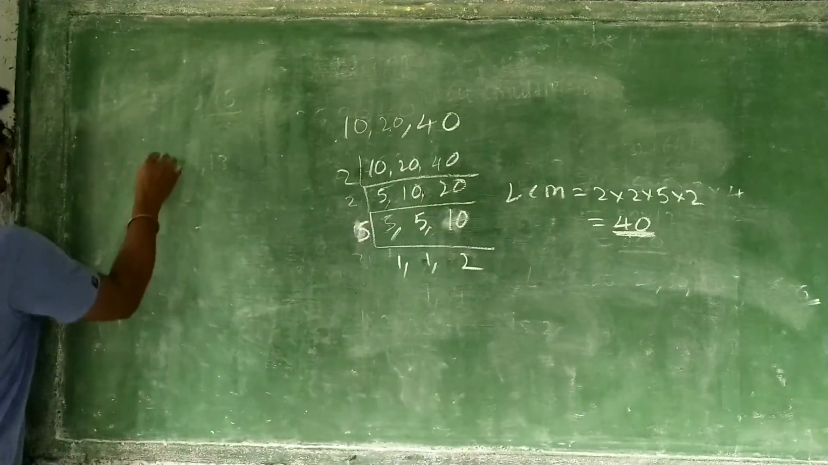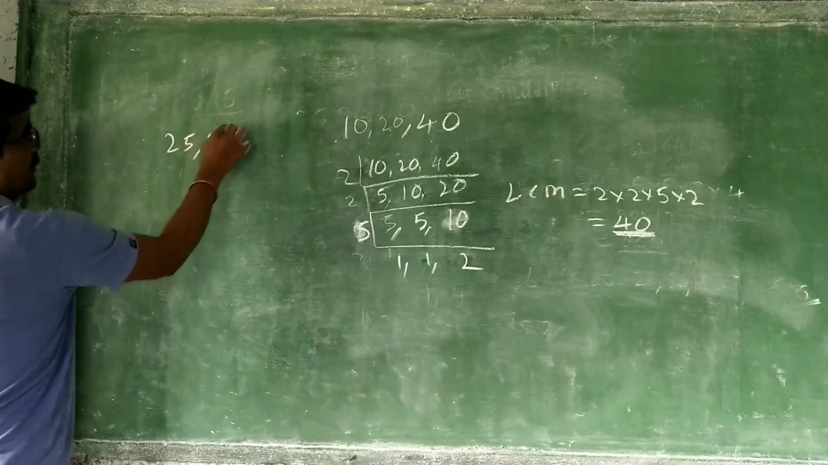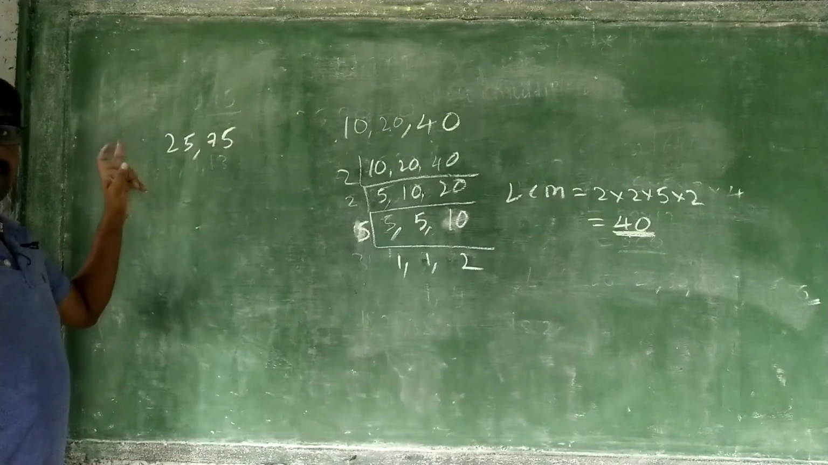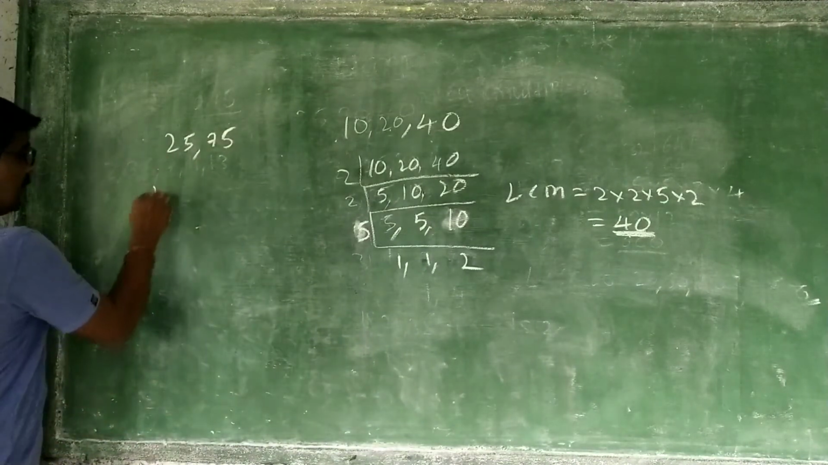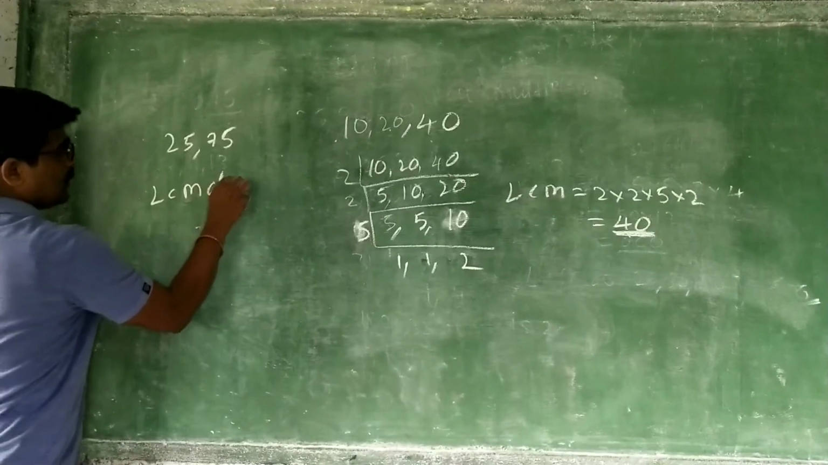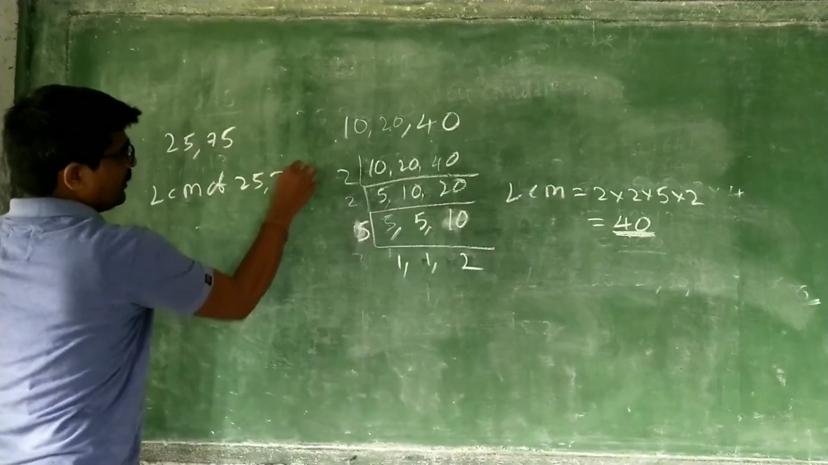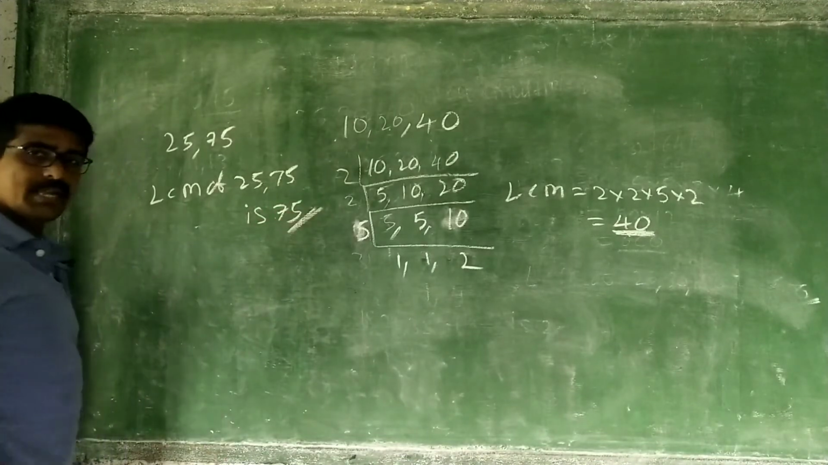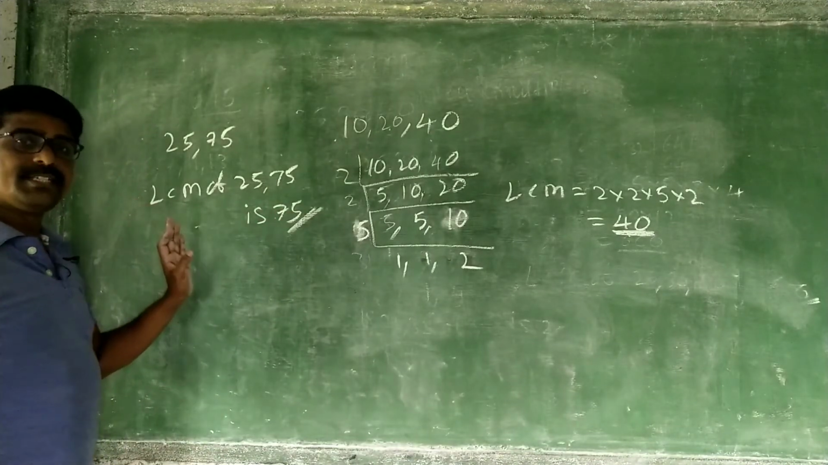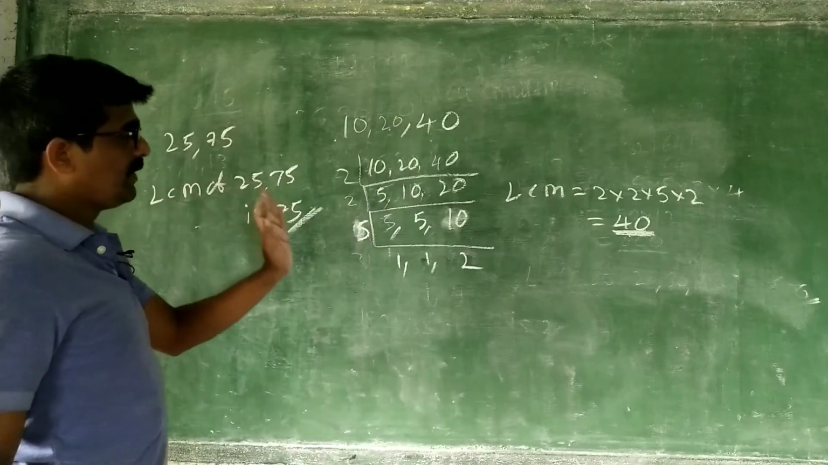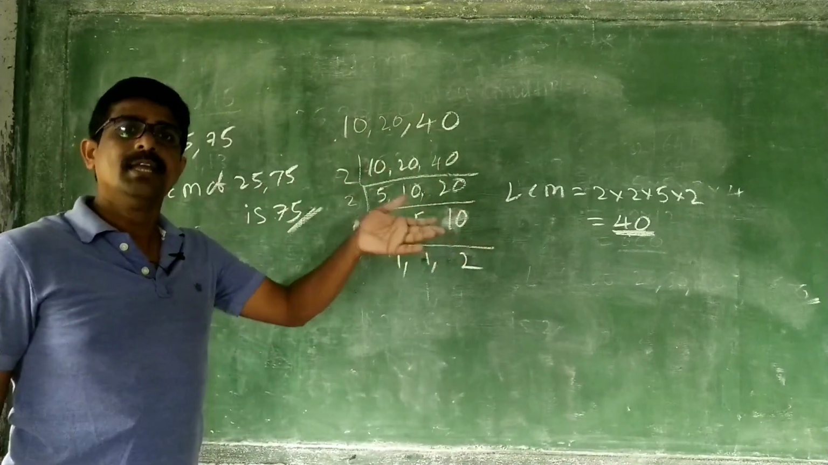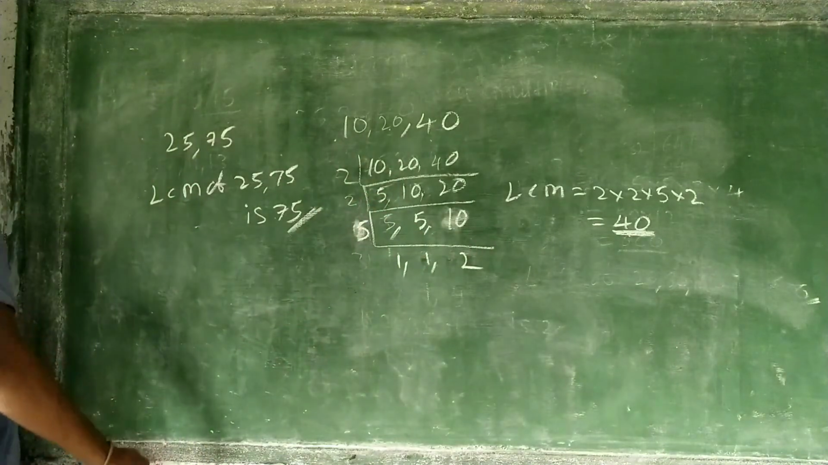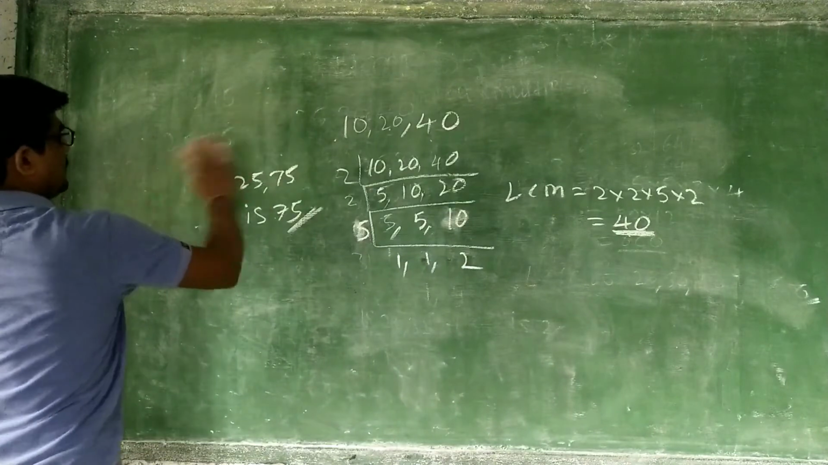For example, if you take 25 and 75, 75 is a multiple of 25. 25 3s are 75. Therefore, the LCM of 25 and 75 is 75 only. Okay? This is easy to understand. When one number is a multiple of another number, then that is the LCM of the given numbers. Next, again one more to listen.